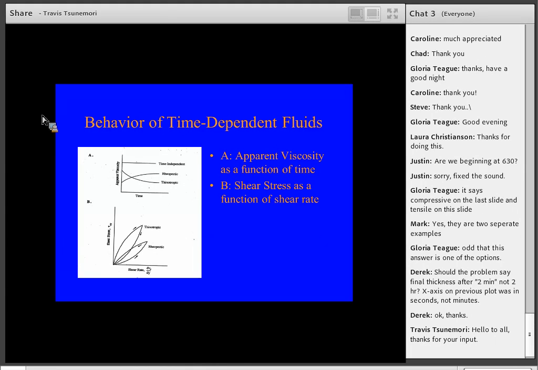Time-dependent fluids. Like we had time-dependent solids, we also have time-dependent fluids. So the apparent viscosity may be a function of time. On the top we have something where the apparent viscosity does not change over time. As you apply more force or as you wait for something to happen, many fluids are relatively time independent. They continue to have a similar type of response to viscosity over time.